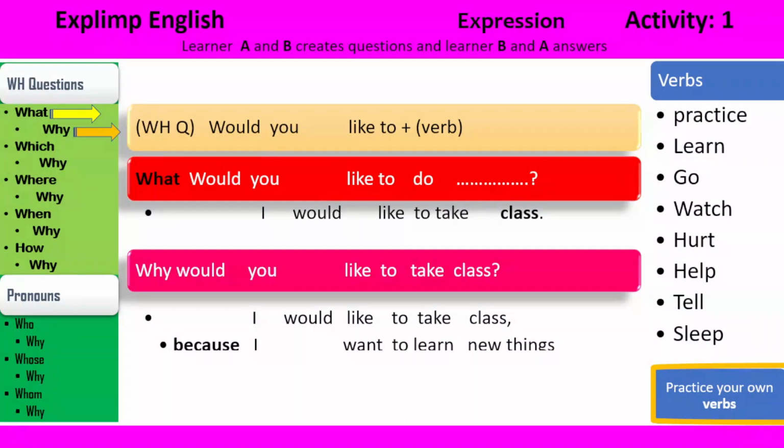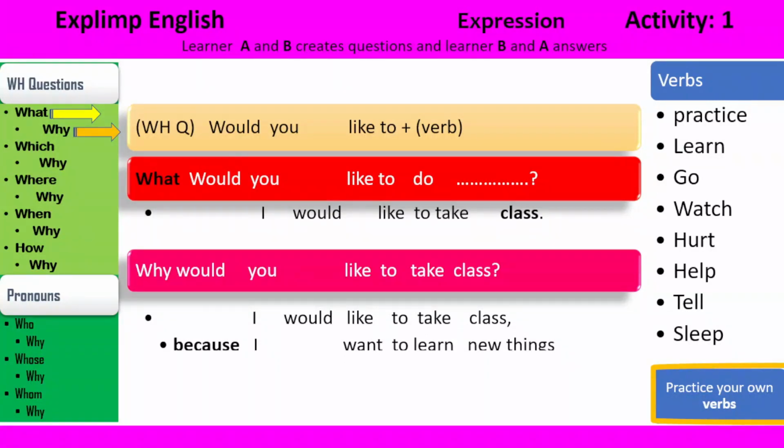So here in this answering why, you are creating two simple sentences. Number one is I would like to take class, and because is a conjunction, and here in this activity we also don't focus on conjunctions. Inshallah, we would be having a separate activity on this. So the answer is because I want to learn new things, right?